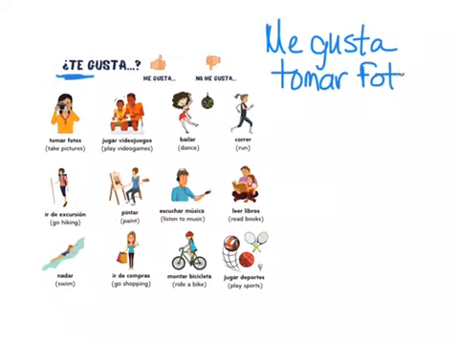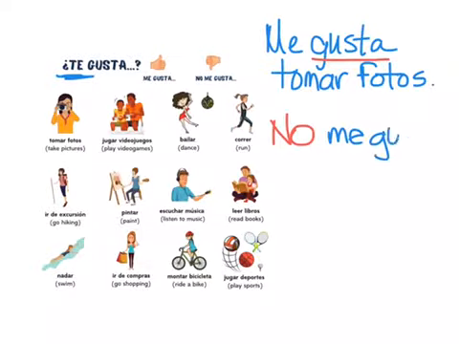Now I don't have to conjugate tomar because the verb gustar is already conjugated. So if you have two verbs in a row, you don't conjugate the second one until you talk about a different subject, a different person, and then it'll change. But then below, I'm not really into video games, so I'm going to make this one negative. No me gusta jugar videojuegos.